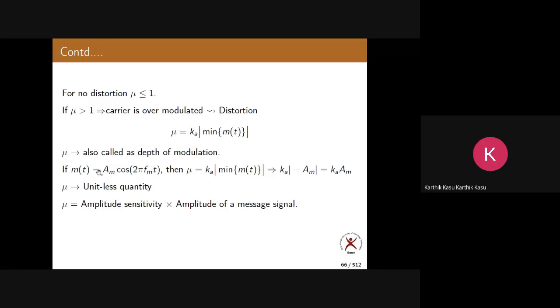Now, what you have done so far is in m of t, I have taken only m of t equal to am cos 2 pi fmt. Only one frequency. What is the frequency of this m of t? Fm. Correct? Suppose I write m of t equal to am cos 2 pi fmt plus am cos 2 pi f2t. Then m of t will have two frequencies. If you take three cos functions, you will get three frequency components. So it depends upon how many cos functions you take in m of t.